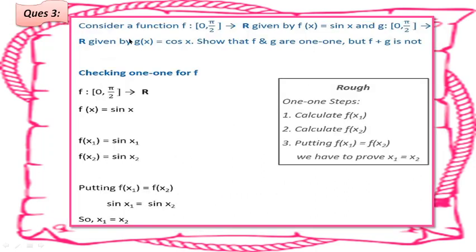Let's take question number 3. Consider a function f which is defined from [0, pi by 2] to real numbers.